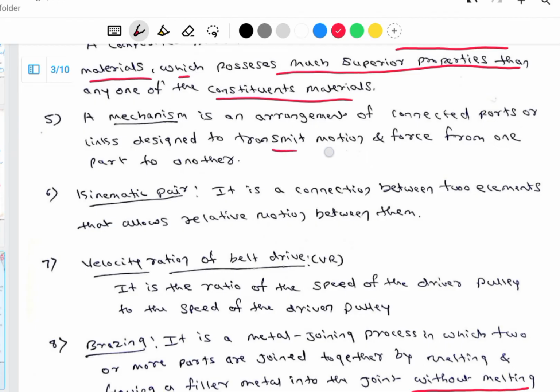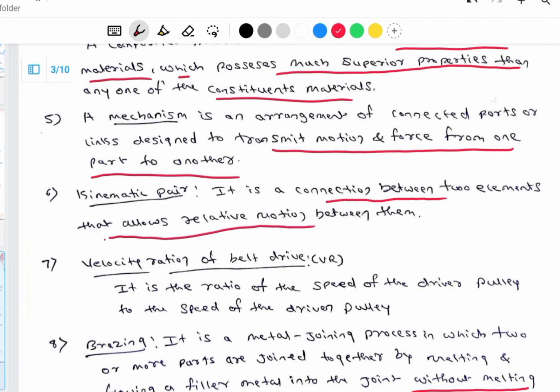So transmit the motion or a force from one part to another part. So that is called a mechanism, or else we can call them mechanical parts. So what is a kinematic pair? It is a connection between two elements that allows relative motion. Same here, mechanism and kinematic pair both are the same.